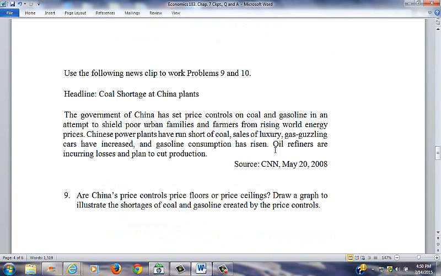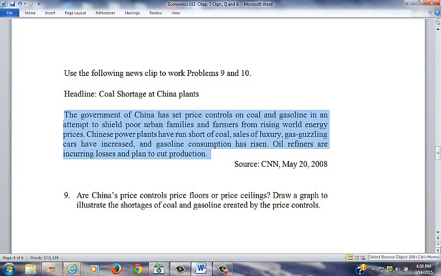Use the following news clip to work problems 9 and 10. There's the newspaper headline, coal shortage at China plants. Actually, it's a CNN headline, Cable News Network. The government of China has set price controls on coal and gasoline in an attempt to shield poor urban families and farmers from rising world energy prices.